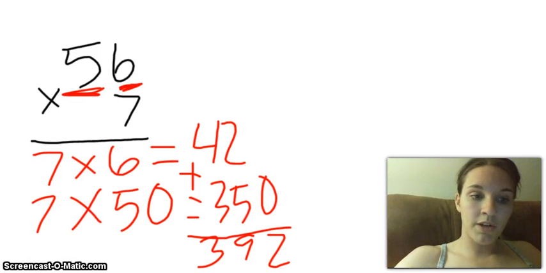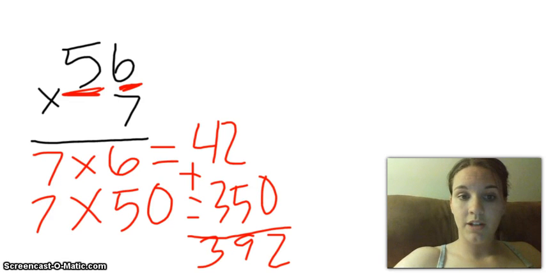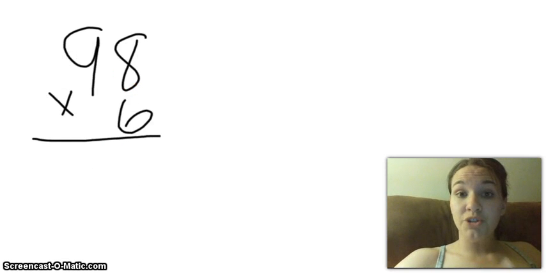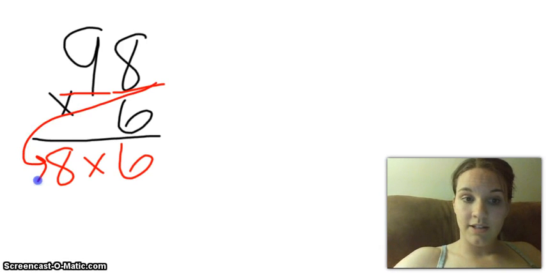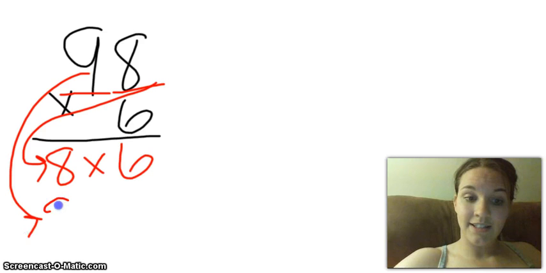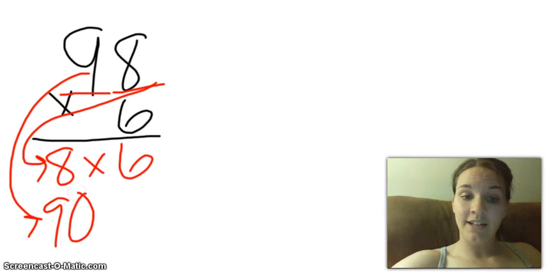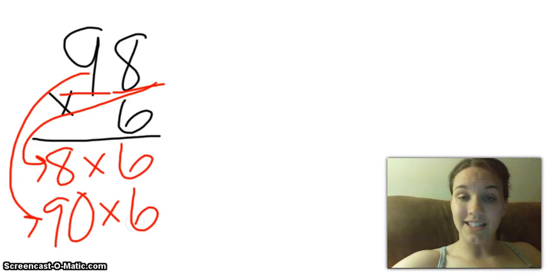I believe I have one more example. So when we do partial products, the first step is to decide how many tens and how many ones we have. So in 98, I have 9 tens and I have 8 ones. 8 ones, 6 times. Then I have 9 tens. 9 tens is not 9. 9 tens would be 90. And I have 9 tens 6 times.